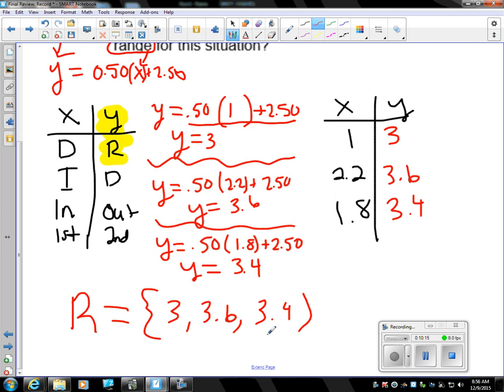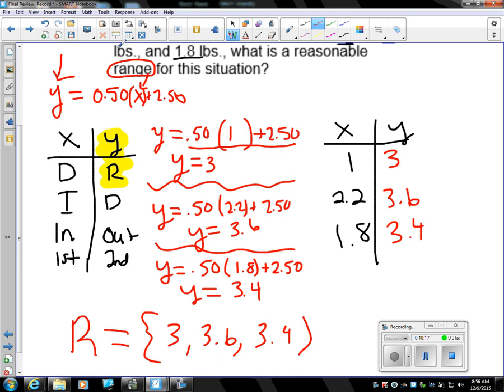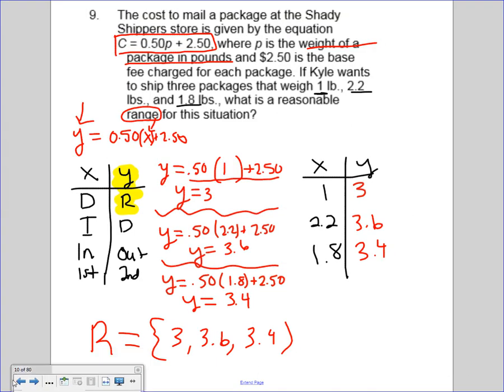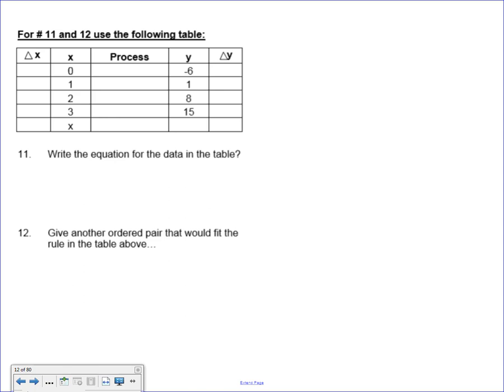The next question that we are going to work out is number 11. Write the equation for the data in the table, okay? So we know that to find our slope from a table, we use delta y and divide it by delta x. So let's go ahead and do that.